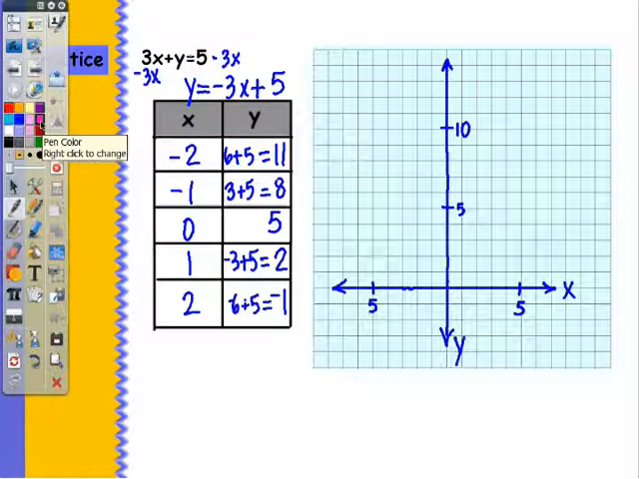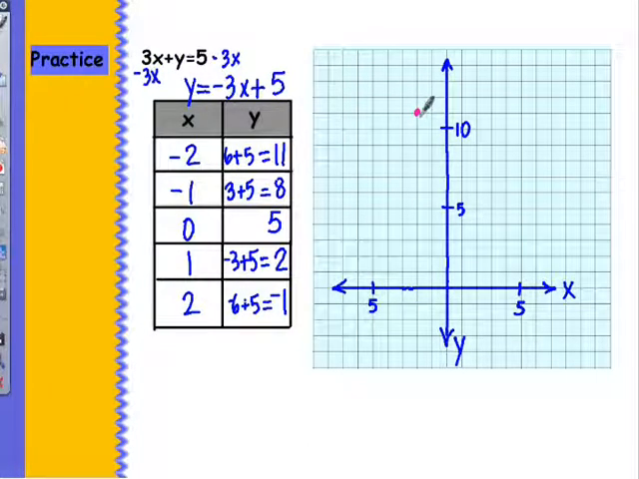Negative 2, comma 11. Negative 1, comma 8. 0, comma 5. 1, comma 2. And 2, comma negative 1. Notice that my points are in a line. These are linear equations. They always make a line. Always, always, always, all the time, they make a line. So now you can take your ruler and you can draw your line through them.